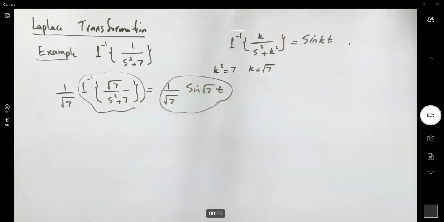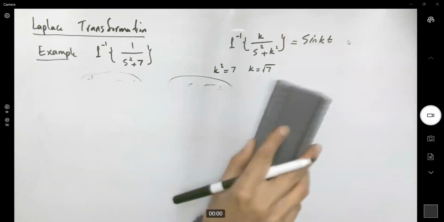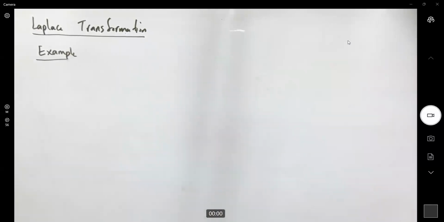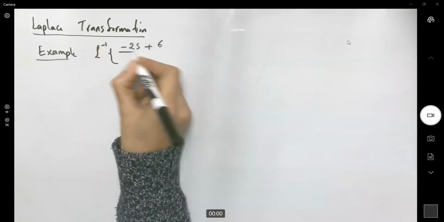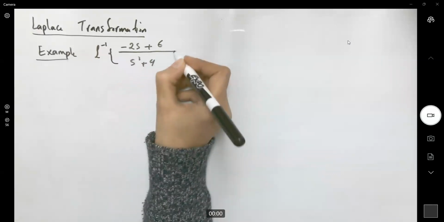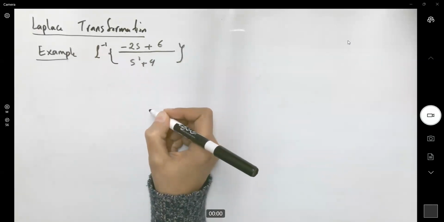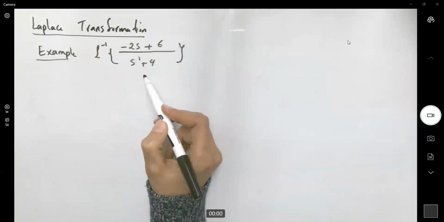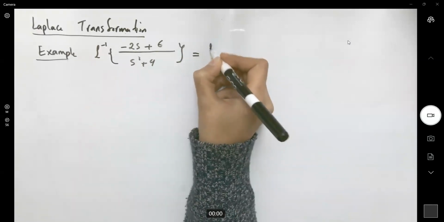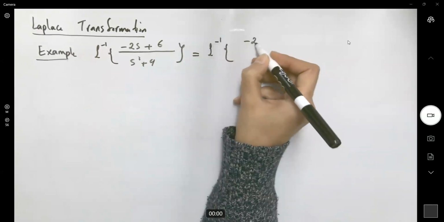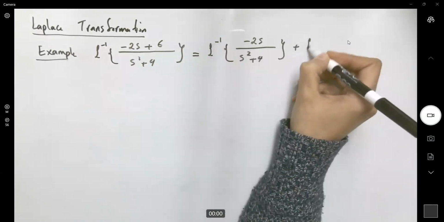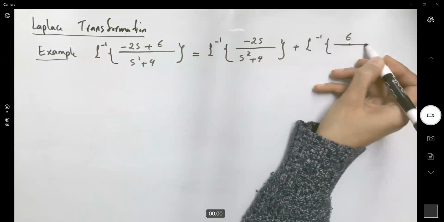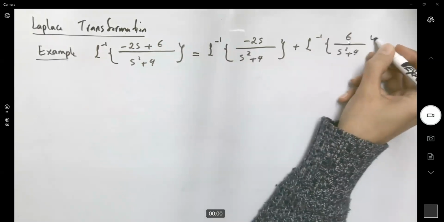Let's take a look at another example. Make it interesting. Suppose I ask you to calculate the inverse Laplace of negative 2s plus 6 divided by s squared plus 4. Very well. What are we going to do? We're going to try to separate this and write it as the inverse Laplace of negative 2s divided by s squared plus 4 plus the inverse Laplace of 6 divided by s squared plus 4.